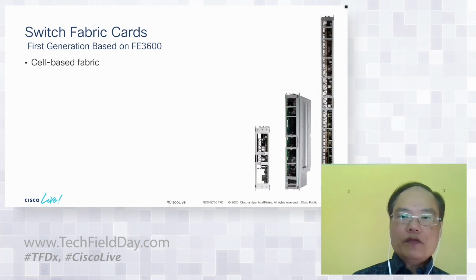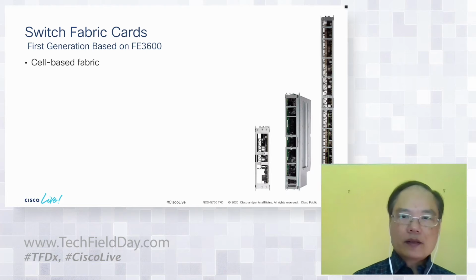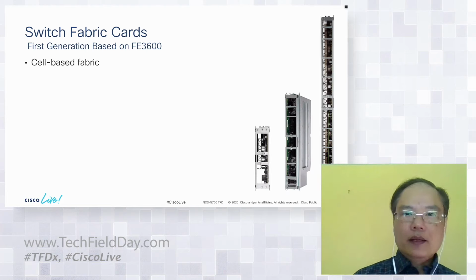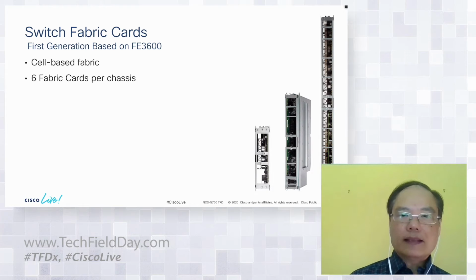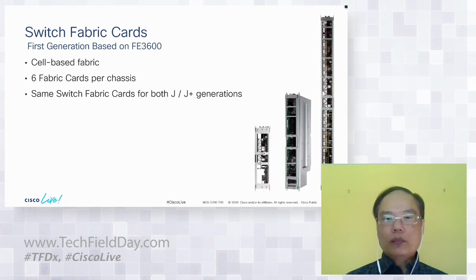The first generation fabric card is based on the Broadcom FE3600 fabric chip. It is a cell-based fabric. It requires 6 fabric cards per chassis for full capacity and redundancy. It supports line cards based on both Jericho and Jericho Plus.